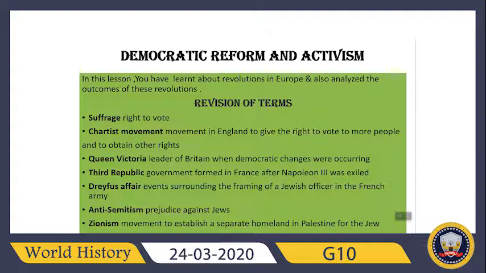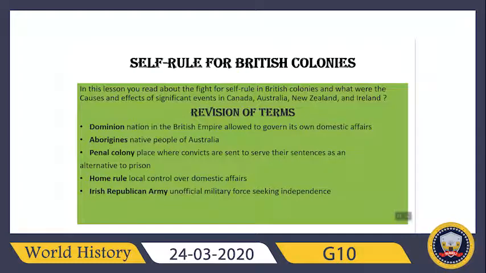Then we have another term, anti-Semitism. Anti-Semitism means prejudice against Jews. And then we have Zionism. Zionism was also a movement, and that established a separate homeland in Palestine for the Jews.